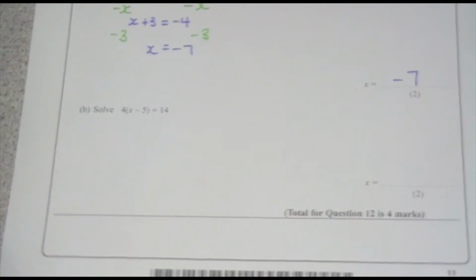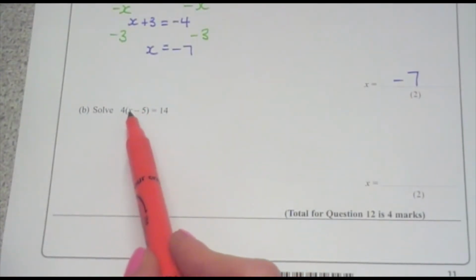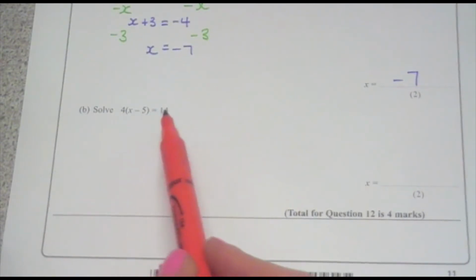Part B, I'm asked to solve 4 brackets x minus 5 equals 14.